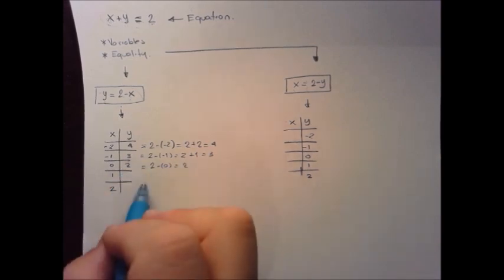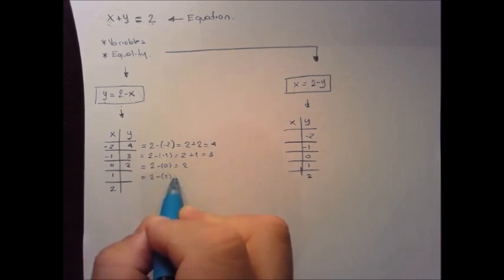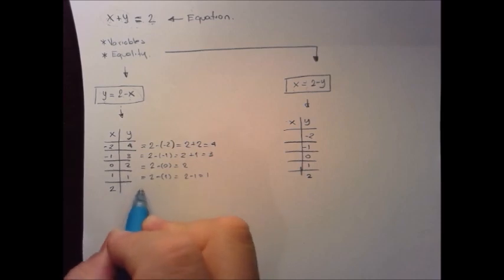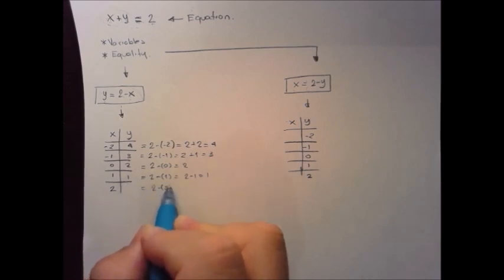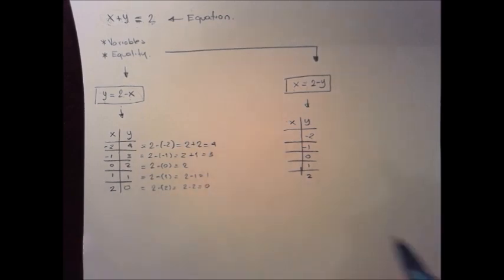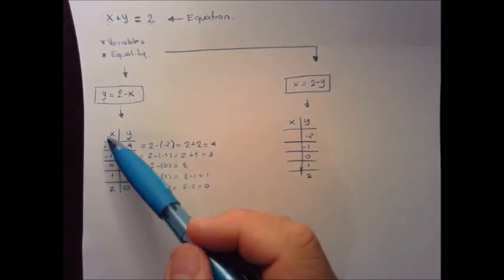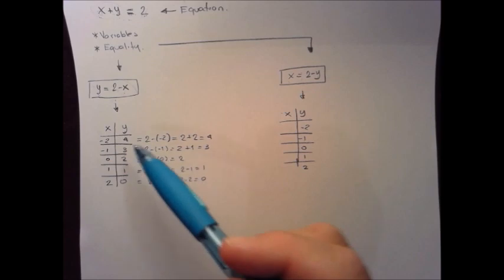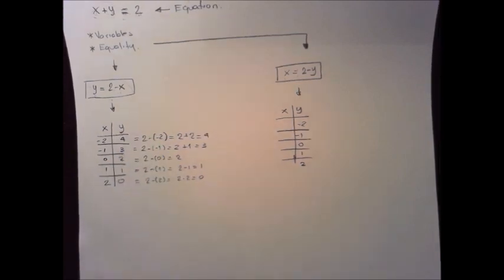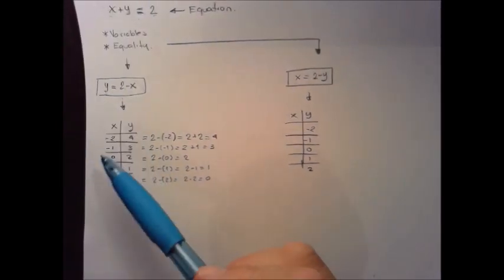And you need to do exactly the same procedure over here. So here we have 2 minus 0. This is going to be 2. This is going to be 2 minus 1, which is going to be 1. And finally, it's 2 minus 2. This is going to be 0. Okay, so according to the values of x, we got the value of y. So that's why it's important to choose the corresponding variable.